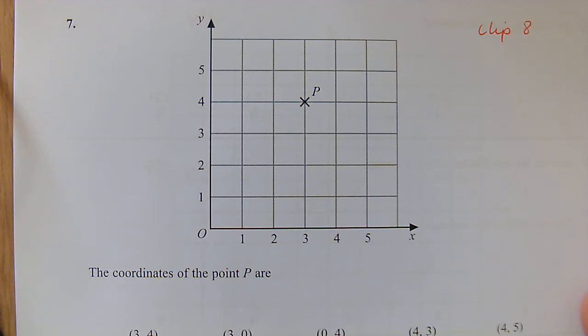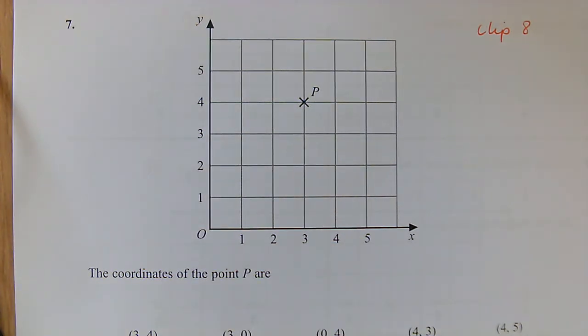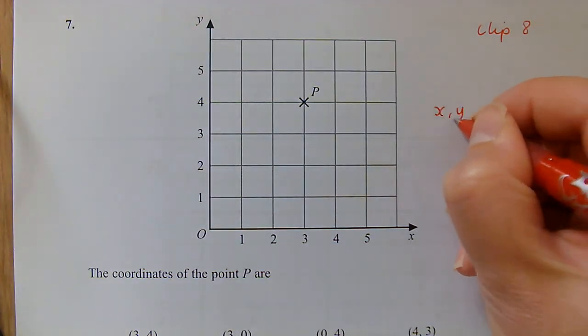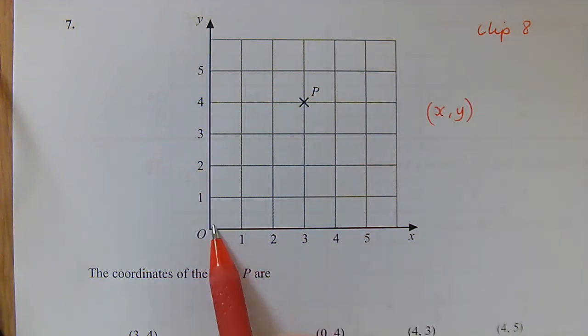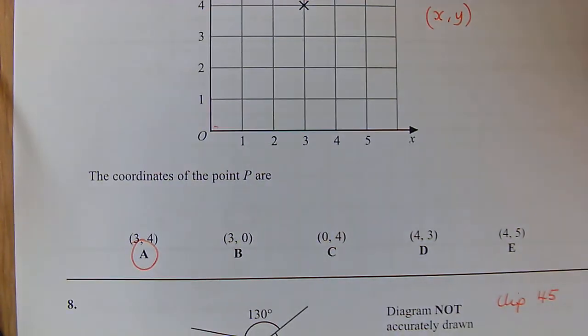Okay, question 7. We're looking at the coordinates of point P. So remember, coordinates are in the format x, y. So we're going along the corridor and then up the stairs to have the coordinate 3, 4, which is A.